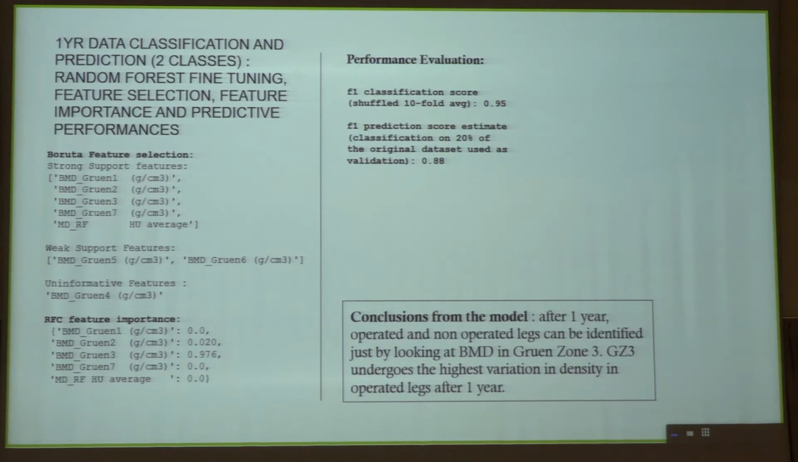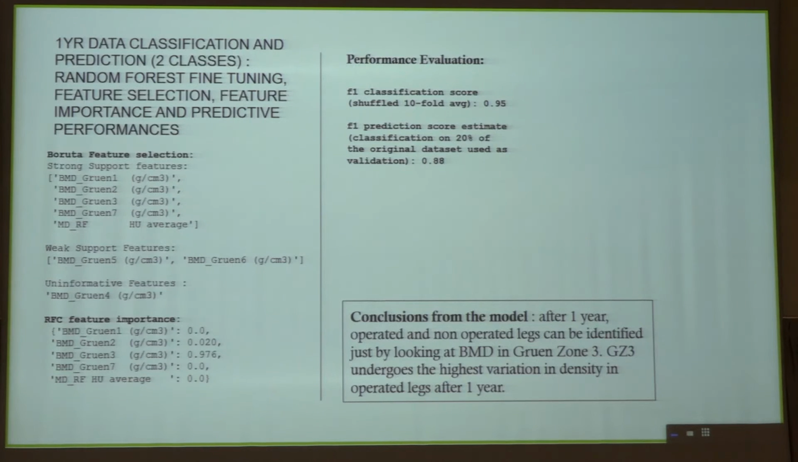We have a blind holdout of 20% of the data set, so complete after cross-validation. This is a good measure of how our model seeing new data can perform. Basically, the random forest converges to a tree with a single node that splits the entire data set between operated leg and unoperated leg just by looking at the increase in bone mineral density in Gruen zone 3. So we already have quite a result.